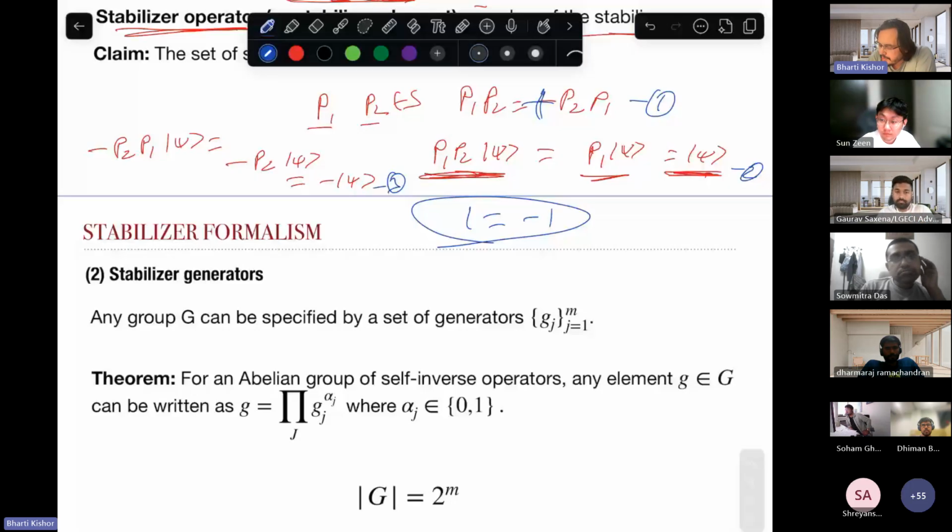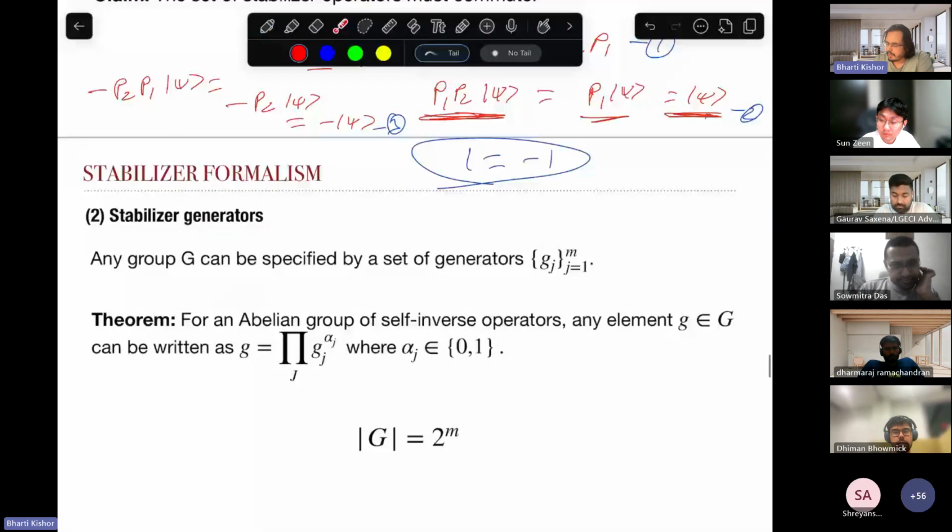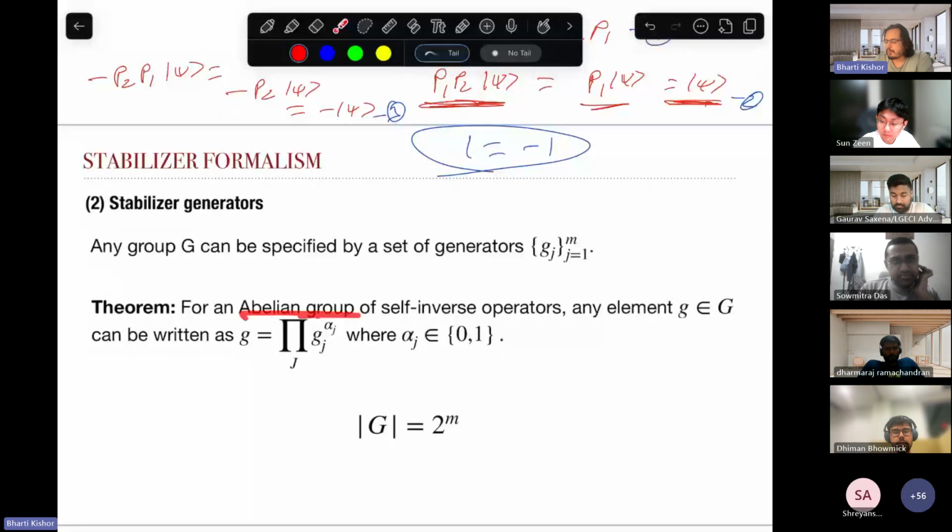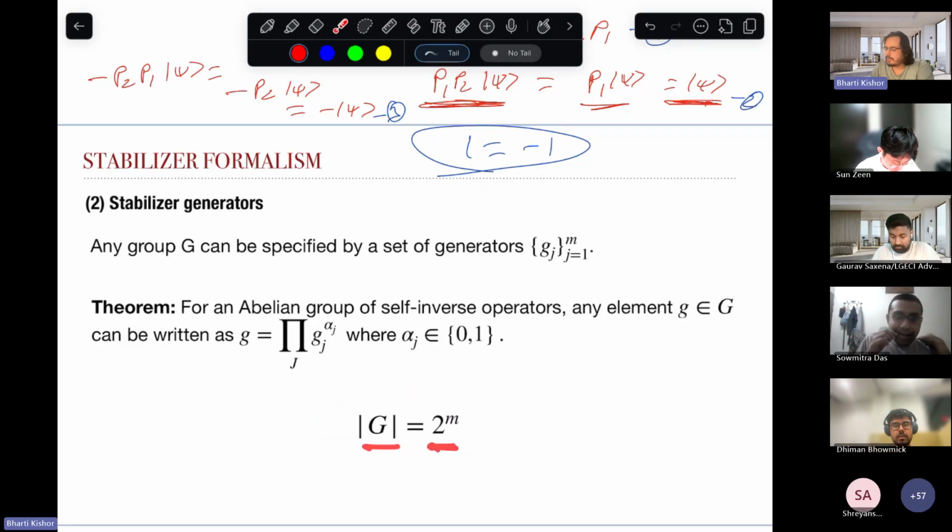Any group G, in general, can be specified by a set of generators. That helps you get a succinct representation. When you are working with an abelian group of self-inverse operators, as in the case of stabilizers, any element G can be written as a product of Gj to the alpha j, where alpha j is 0 or 1. That helps us see that the size of such a group G will be 2 to the power m, because that's the set of all possible bit strings you can get, like 0 0 0, 1 1 1, and so on. So the size of such a group is 2 to the power m.